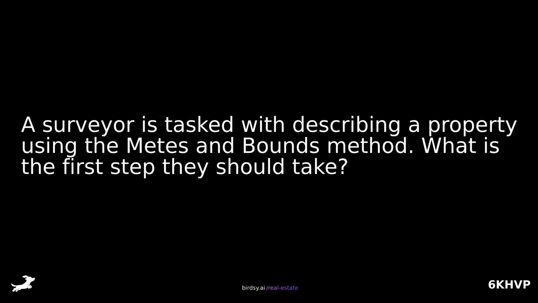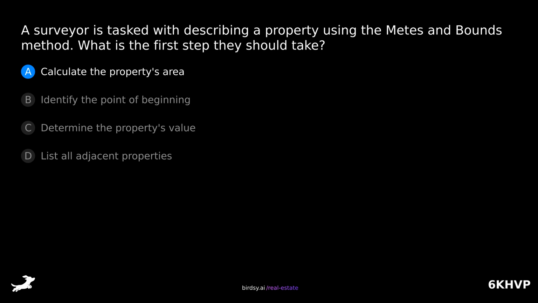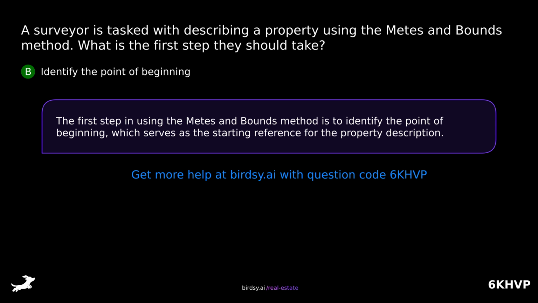A surveyor is tasked with describing a property using the metes and bounds method. What is the first step they should take? Is it A, calculate the property's area? B, identify the point of beginning? C, determine the property's value? Or D, list all adjacent properties? The answer is B, identify the point of beginning. The first step in using the metes and bounds method is to identify the point of beginning, which serves as the starting reference for the property description.